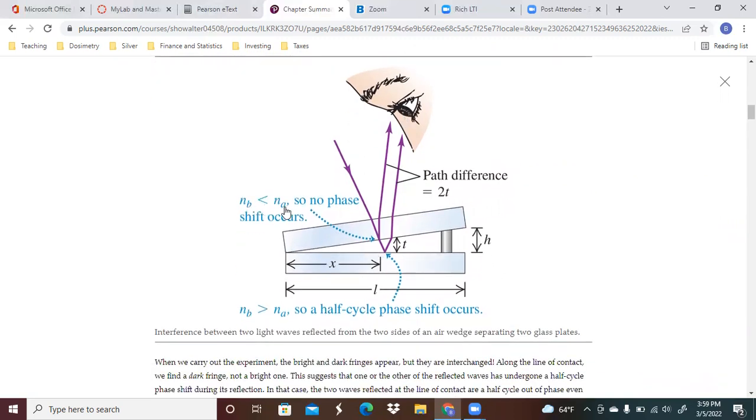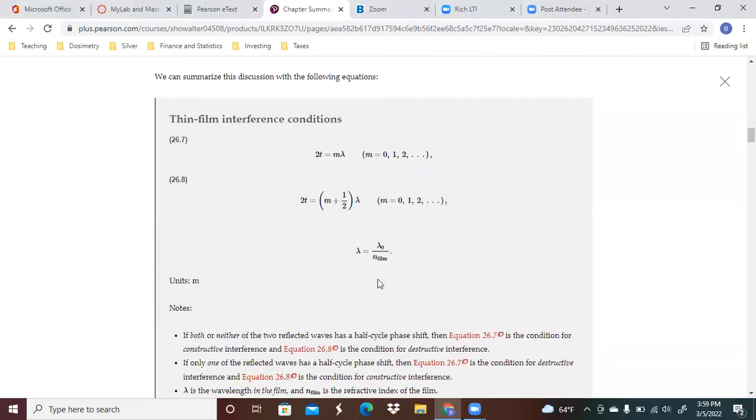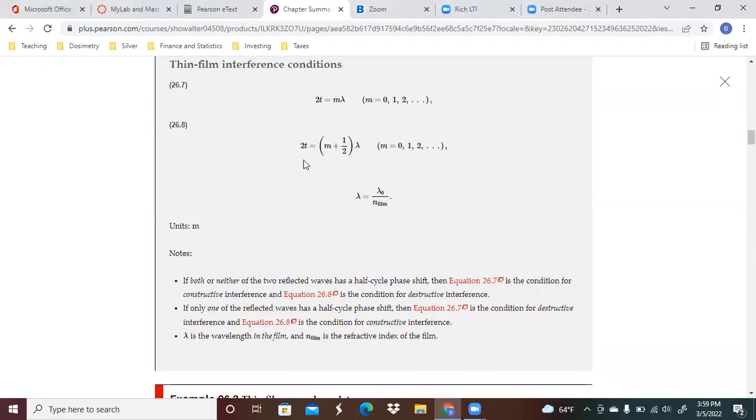So when nB is greater than nA, we will have no phase shift occurring. When nB is greater than nA, we will have a half cycle shift going on. So you can see here a summary of the thin film interferences.